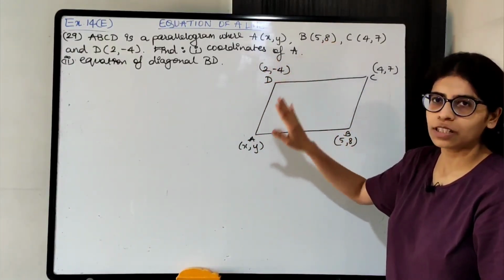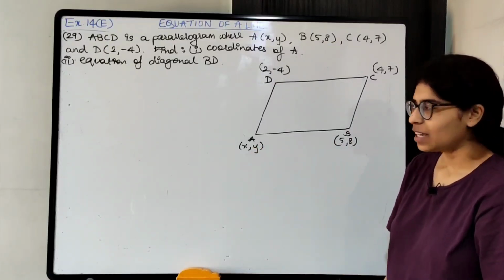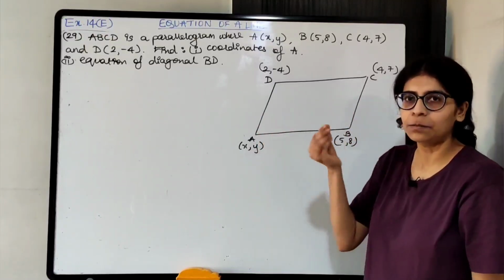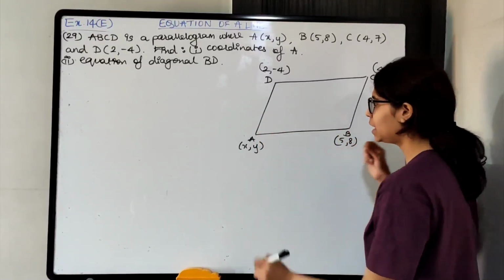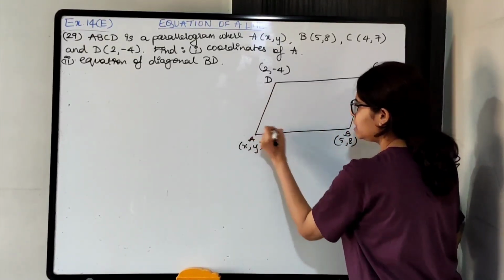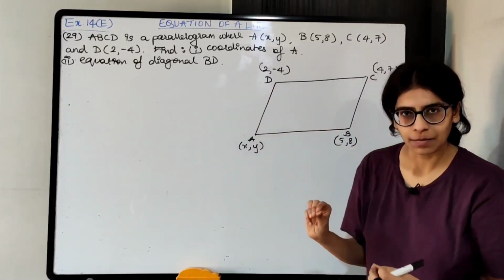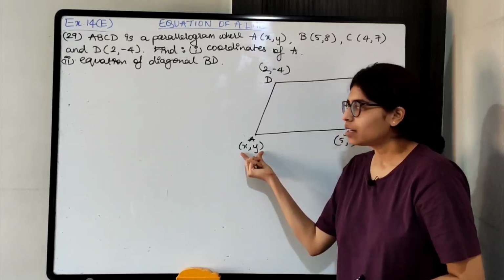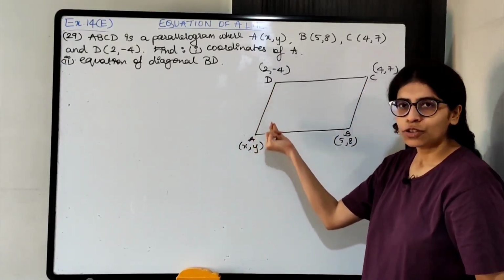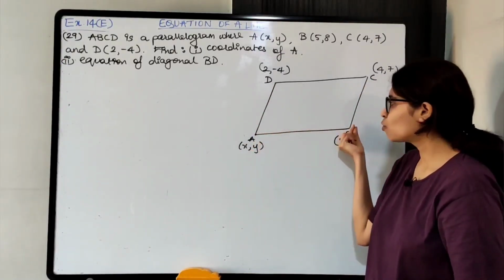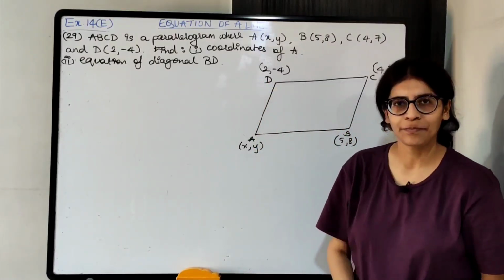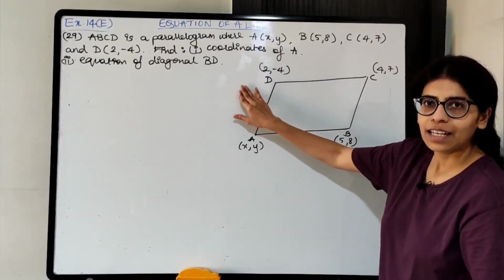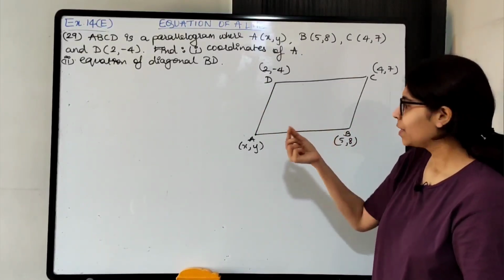First we need to find coordinates of A. A is the point where AD and AB are meeting, है ना? A is the point where these two lines are intersecting. So you can find the coordinates of the point by knowing the equations of the two lines. So I need to find the equation of AB and equation of AD. How will I get that?